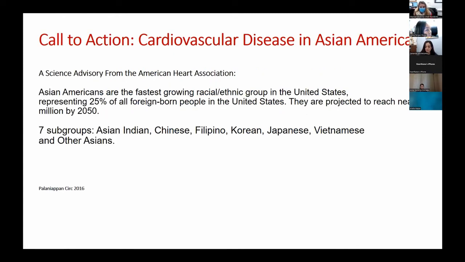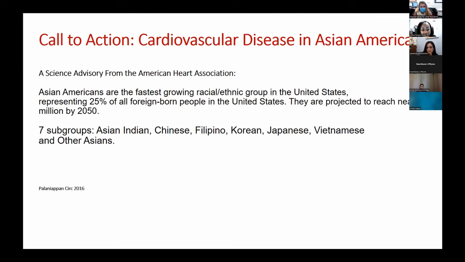And I just wanted to also point out that you'll see there's a bigger influx of Asian Americans within the US population. And so recently there was an advisory from the American Heart Association that states that Asian Americans are the fastest growing racial and ethnic group in the United States, representing about 25% of all foreign-born people. So they're expected to reach about 34 million by the year 2050. And so we definitely need to focus on specific treatment arms for these groups.